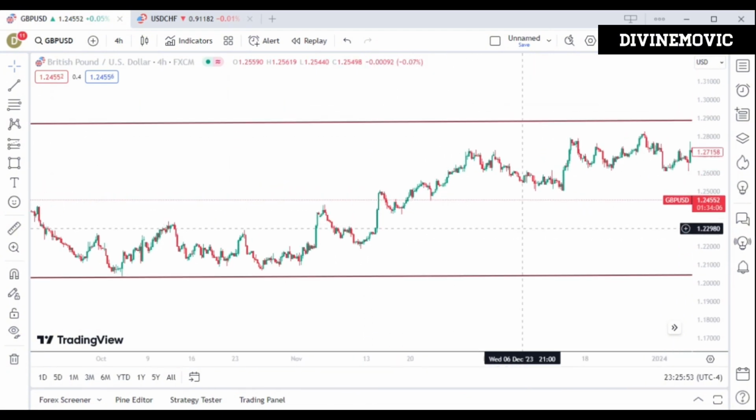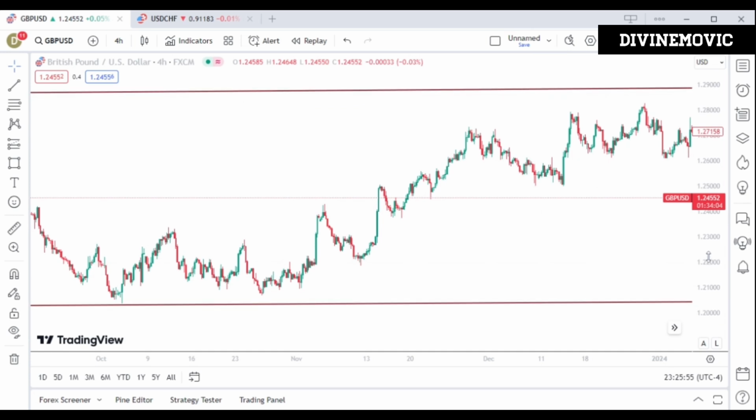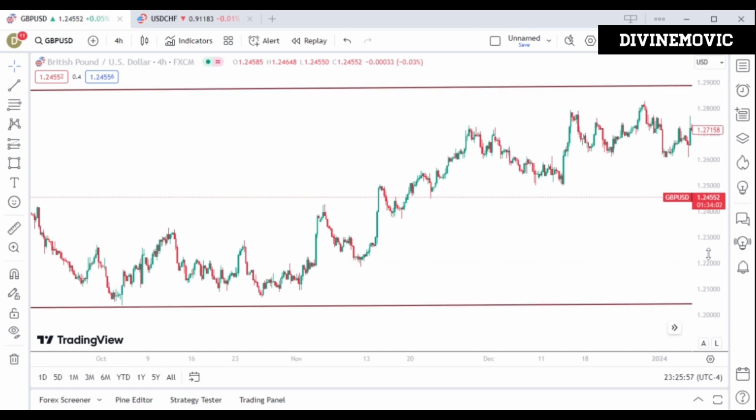Now, if you look closely here, price is in an uptrend. How do we know price is in an uptrend? We have simply identified the swing high. This is the swing high. We're going to be identifying these things right here now.